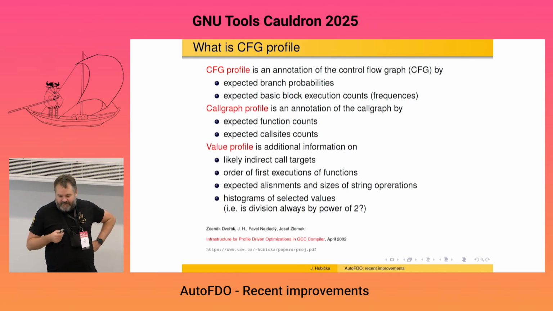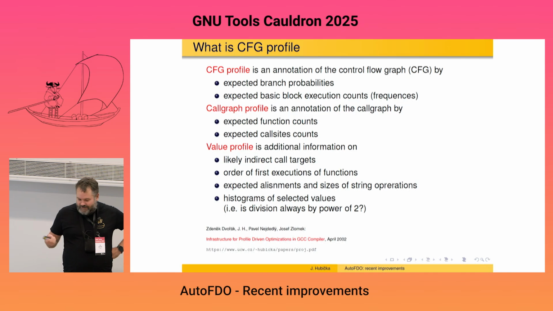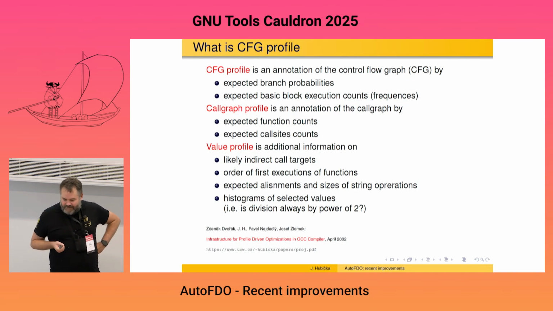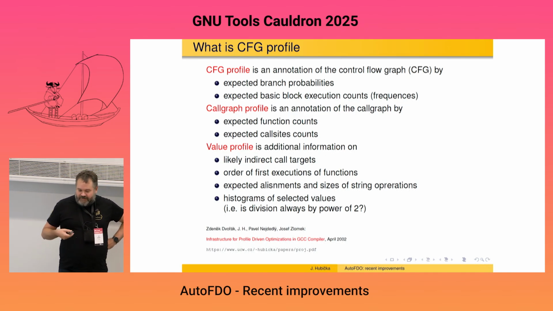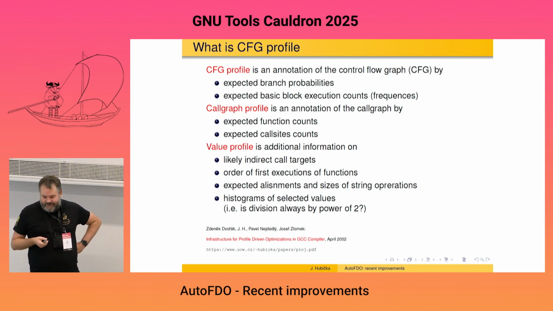And we also have the value profile, which lets you annotate statements or values in the program with some additional information. So we do the indirect call targets. We do some ordering of the functions. We are measuring which function was executed at the beginning of the program.